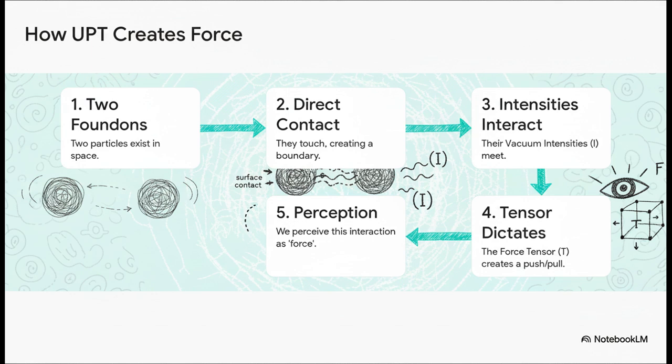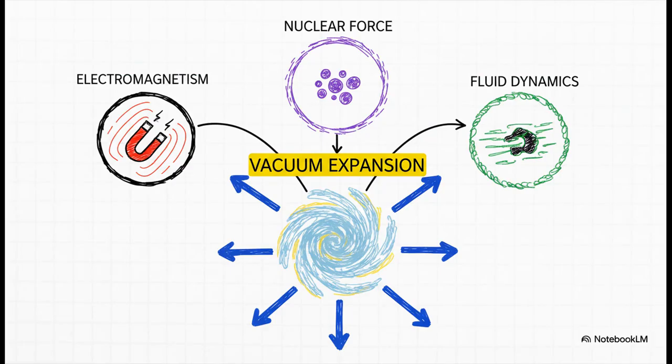There's no spooky action at a distance here. And that is the great unification. UPT claims that whether we are talking about electromagnetism or gravity, or even something like the way water flows, it's all fundamentally the exact same mechanism, vacuum expansion. The only thing that changes is the specific shape and the conditions right at the boundary where the interaction is happening.